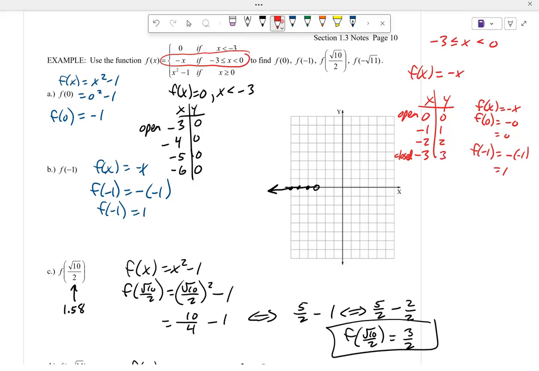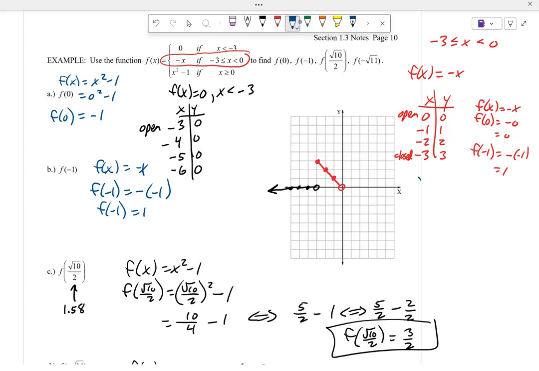So 0, 0 is open. Negative 1, 1 is closed. Negative 2, 2 is closed. Negative 3, 3 is closed. So it's between here and there. I'm going to draw that line. So there's that line, negative x, but only from negative 3 up until 0, not including 0.